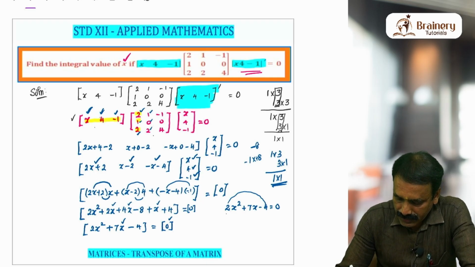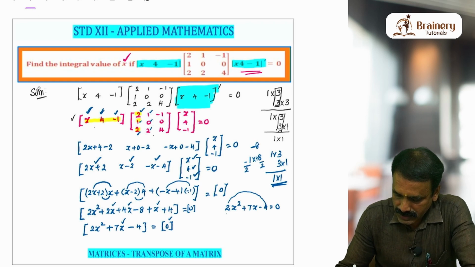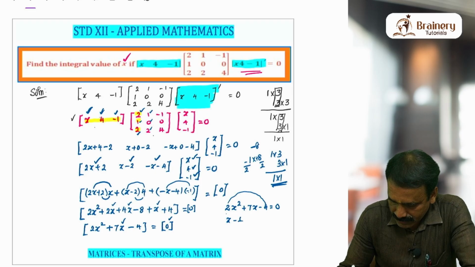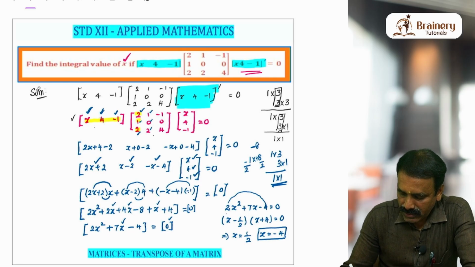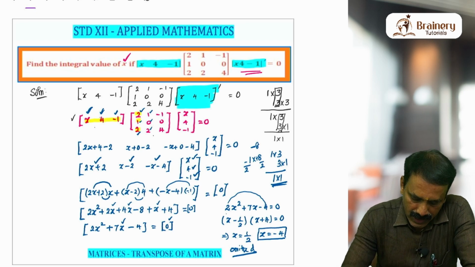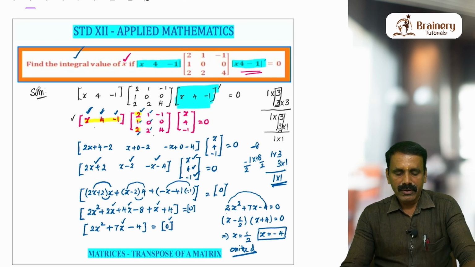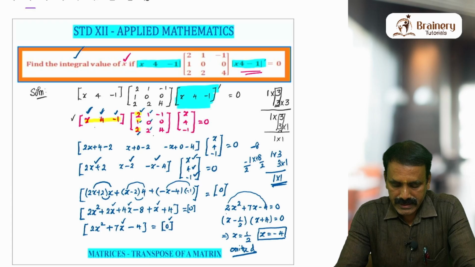And now we are having 2 in the front. So we divide by 2. So it is x minus 1 by 2 into x plus 4 is equal to 0, which implies x is equal to 1 by 2, x is equal to minus 4. So we take only x is equal to minus 4, which is the integral value. X is equal to 1 by 2 is omitted. Why is it omitted? Because we are going to concentrate only on the integral value of x.